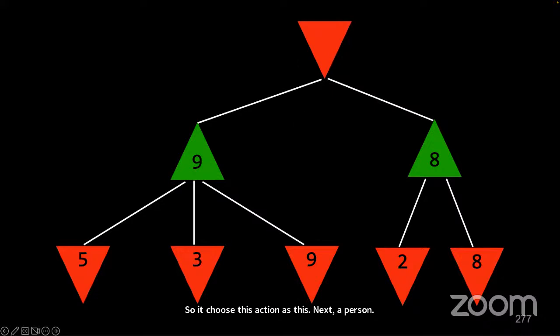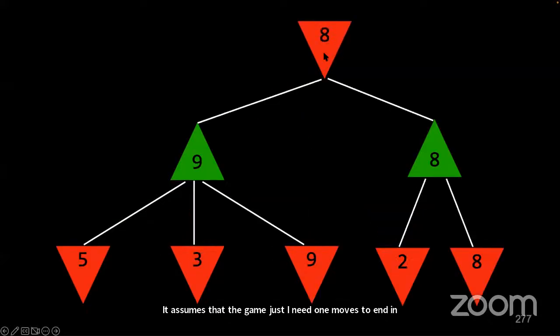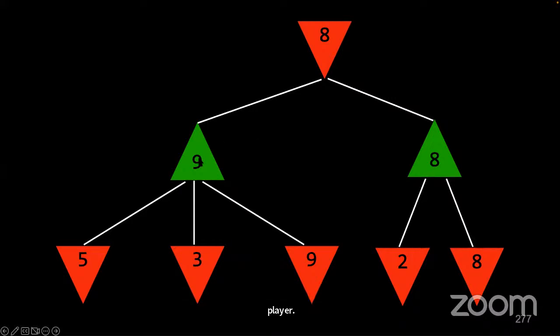Here we see a larger example, where the previous example was very small. It assumed that the game just needs 1 move to end. In this example, the game needs 2 moves. First, the minimizing player takes a move, and then the maximizing player takes a move, and after that the game ends. So in this example, the minimizing player chooses its operation by simulating the gameplay of the maximizing player, and it sees that its 2 possible options yield 9 or 8. So between these 2 values, it chooses 8.